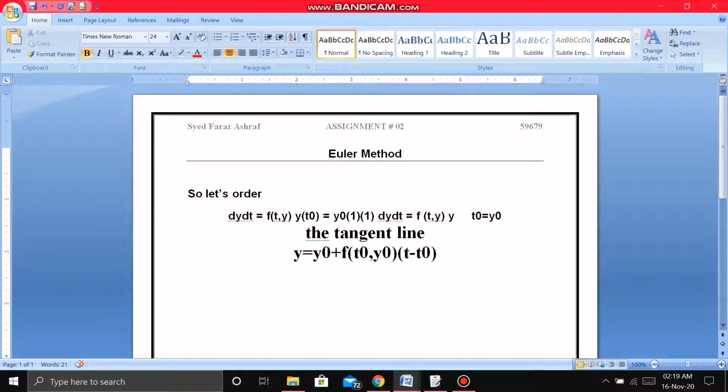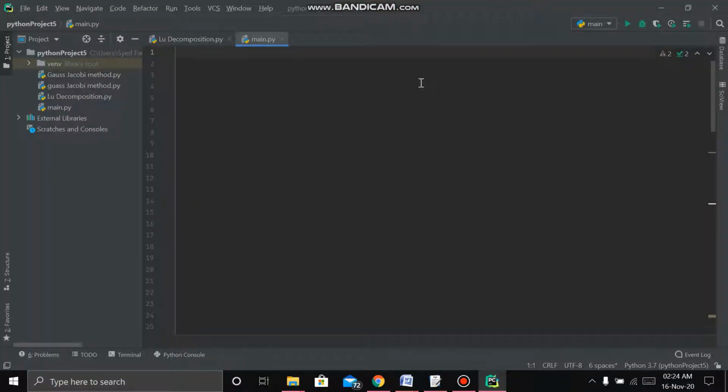Let's try this with an example, and for an example I'm using PyCharm. You can use any Python environment. So here we are about to start a Python code to find an approximation of an ordinary differential equation using Euler's method. So let's start the roller coaster ride of it.